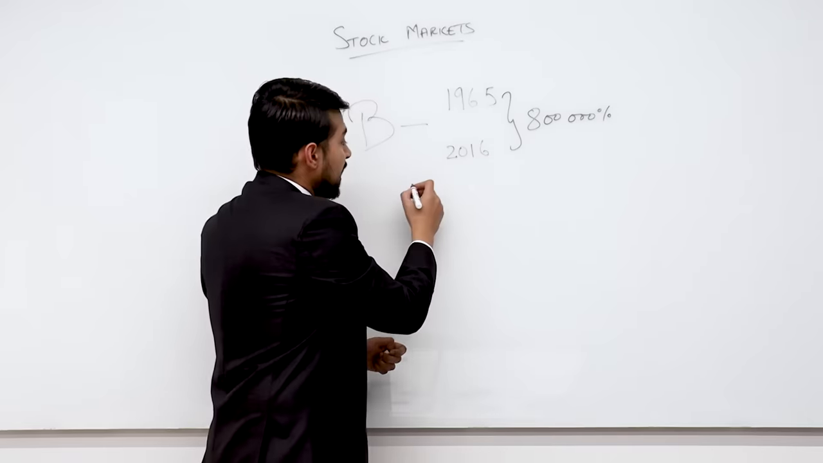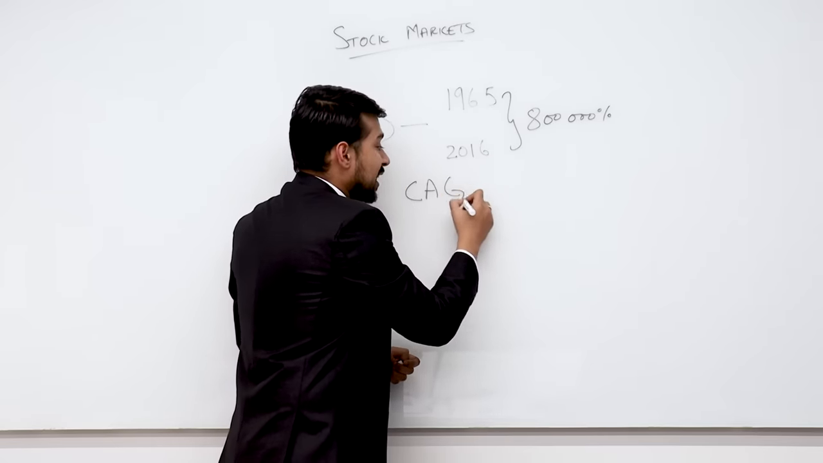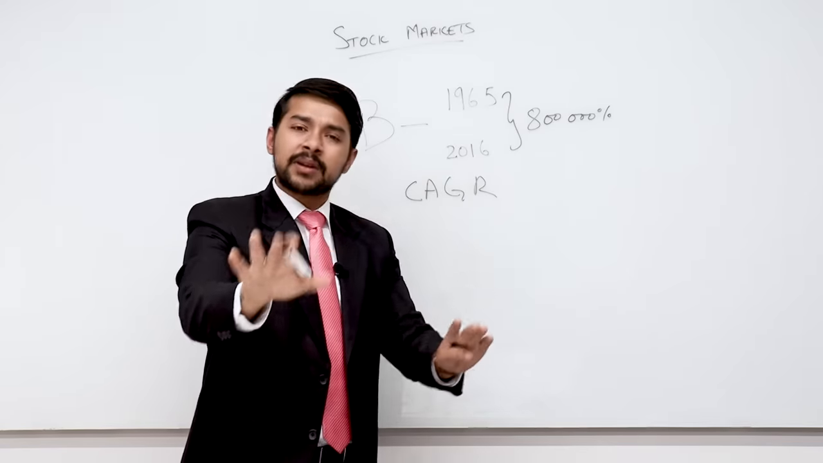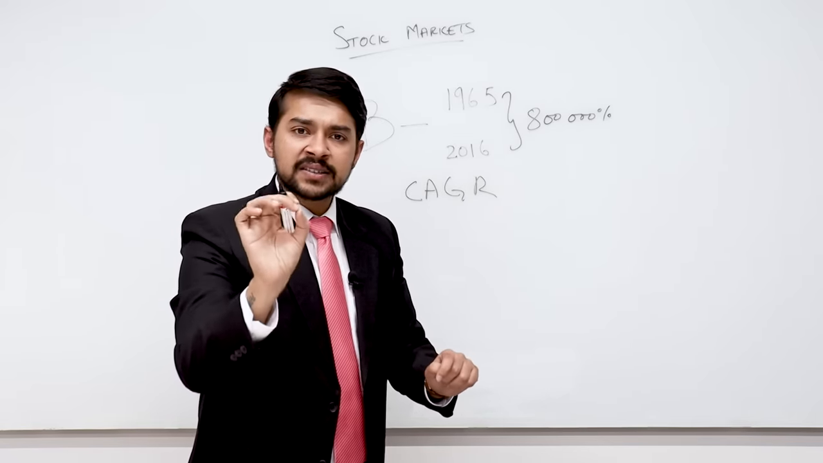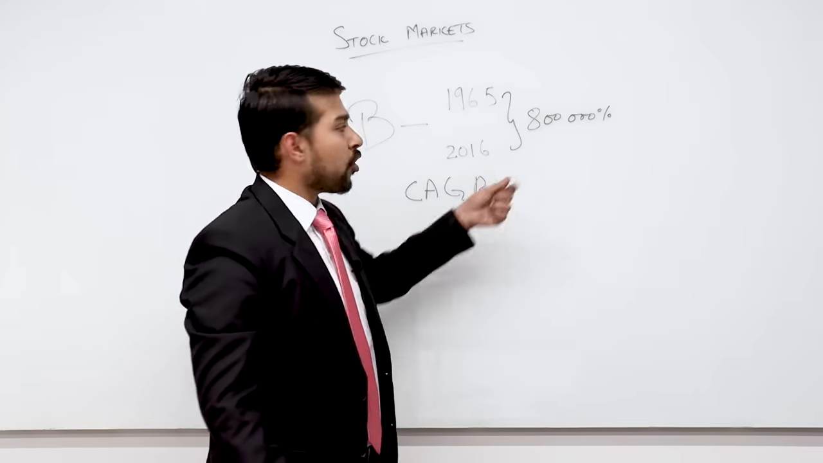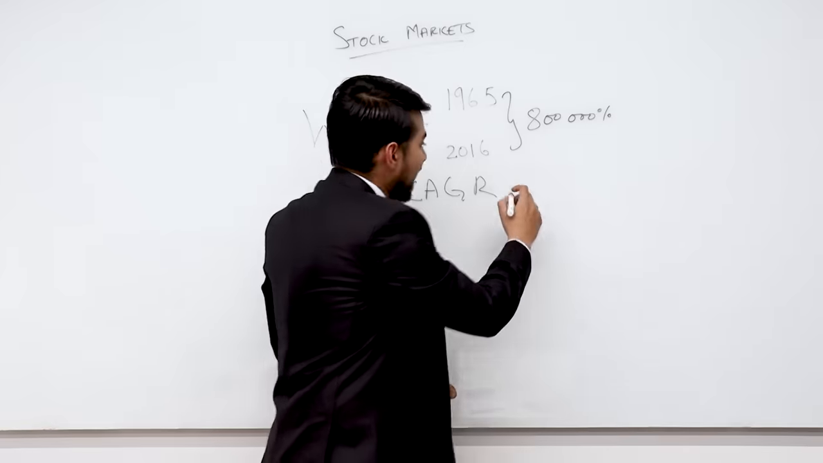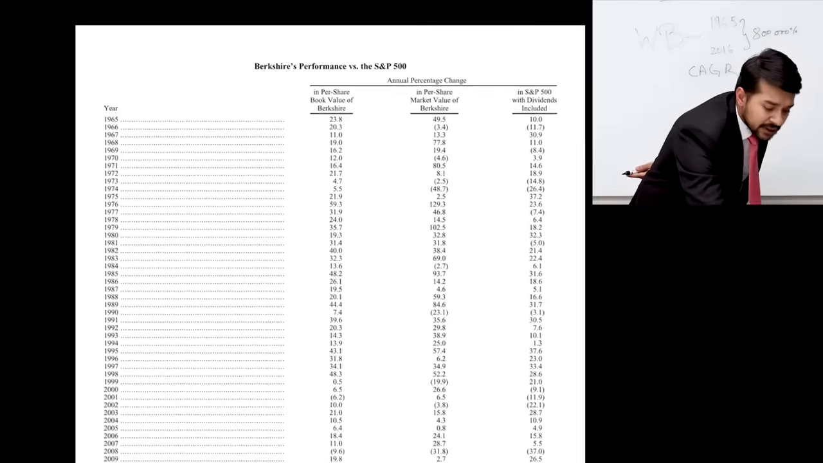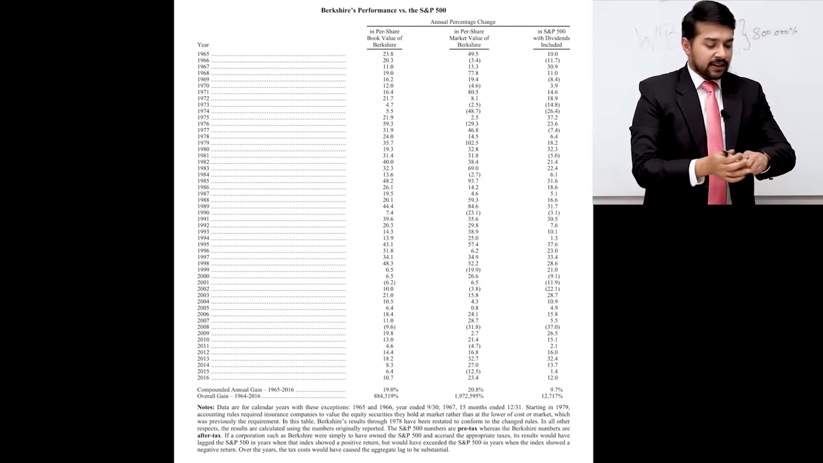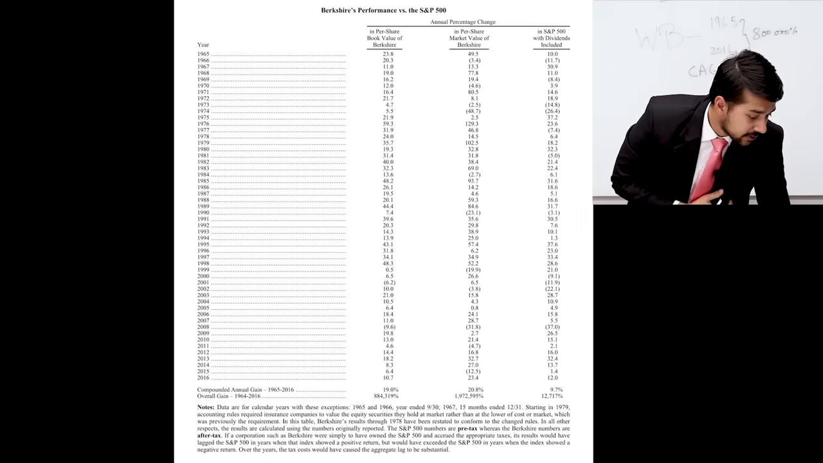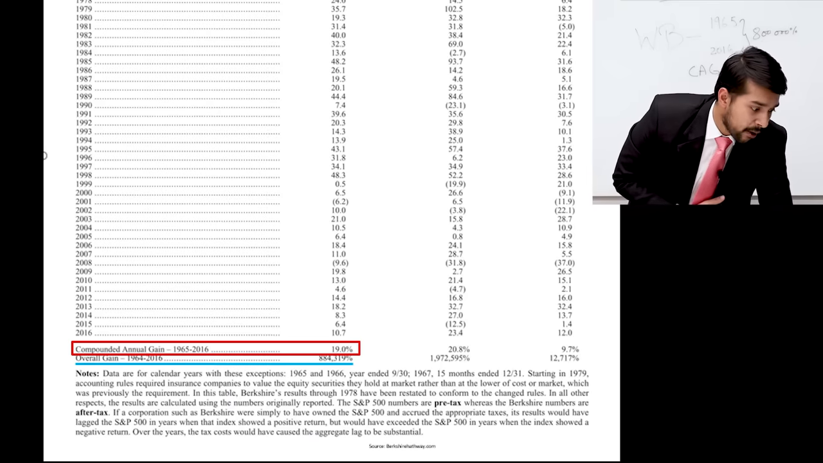So for this, I will see the CAGR. That is the compounded annual growth rate. Simple terms, aapko samjhaun. हर साल ऑन एवरेज कितना ग्रो किया है. That is only, I want to show it to you. Here you see the sheet where I have collected the data where we compare the Berkshire Hathaway performance to S&P 500. Now it's from 1965 to 2016. Compound annual growth rate कितना है?